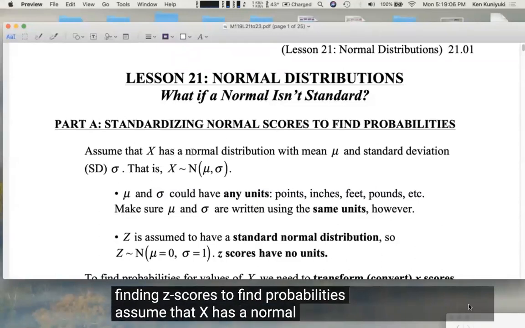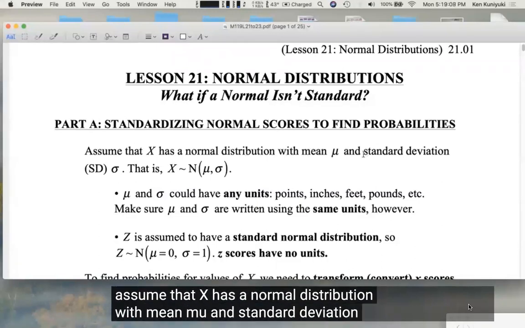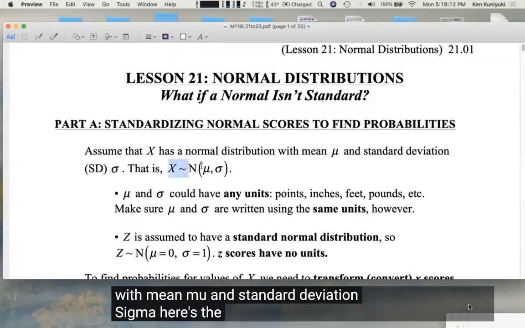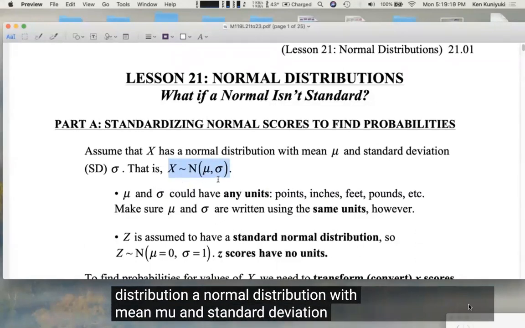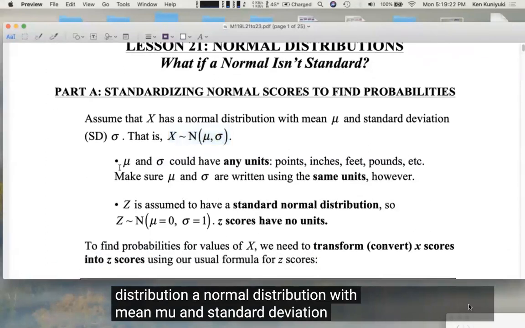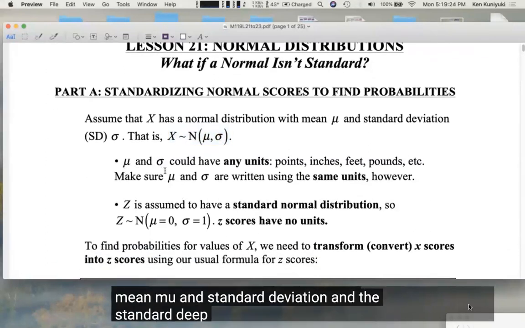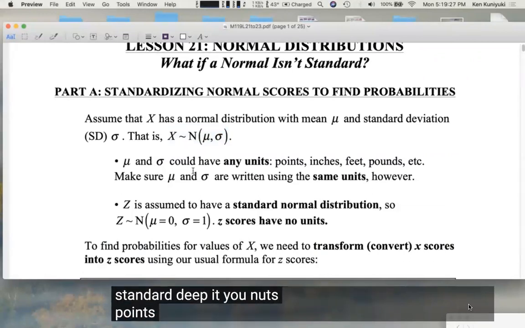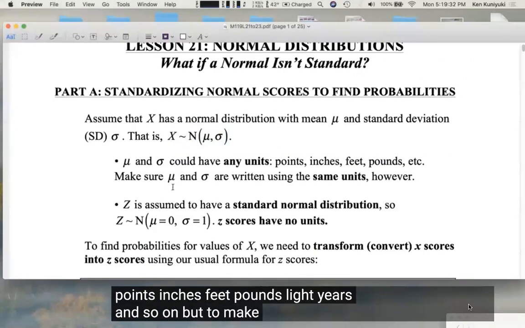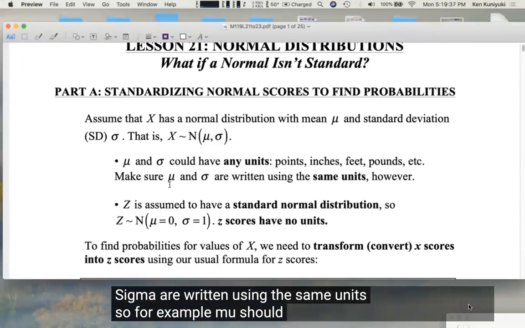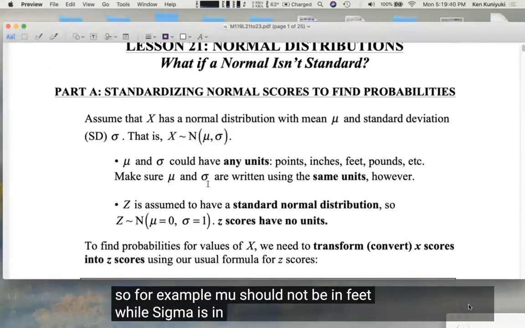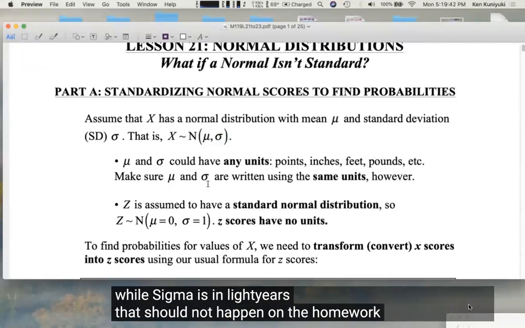Assume that X has a normal distribution with mean mu and standard deviation sigma. Here's the shorthand: X has as its distribution a normal distribution with mean mu and standard dev sigma. Now, in general, mu and sigma could have any units: points, inches, feet, pounds, light years, and so on. But do make sure that mu and sigma are written using the same units. So, for example, mu should not be in feet while sigma is in light years. That should not happen. On the homework, I will not trick you like that.